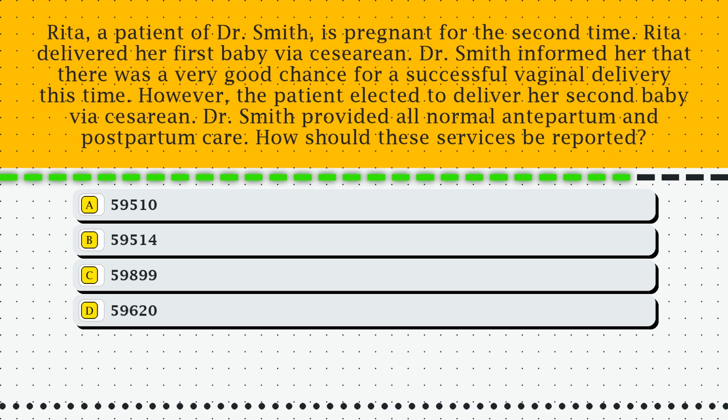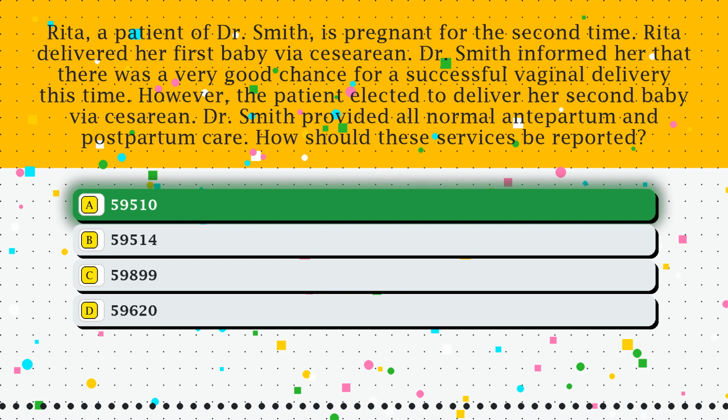Question 86. Rita, a patient of Dr. Smith, is pregnant for the second time. Rita delivered her first baby via cesarean. Dr. Smith informed her that there was a very good chance for a successful vaginal delivery this time. However, the patient elected to deliver her second baby via cesarean. Dr. Smith provided all normal antepartum and postpartum care. How should these services be reported? Option A, 59510. Option B, 59514. Option C, 59899. Option D, 59620.